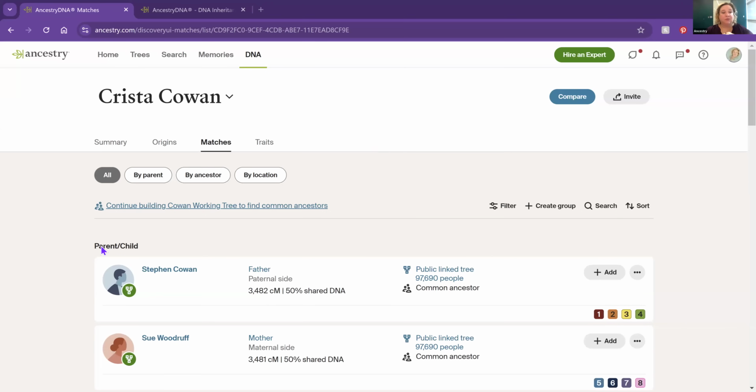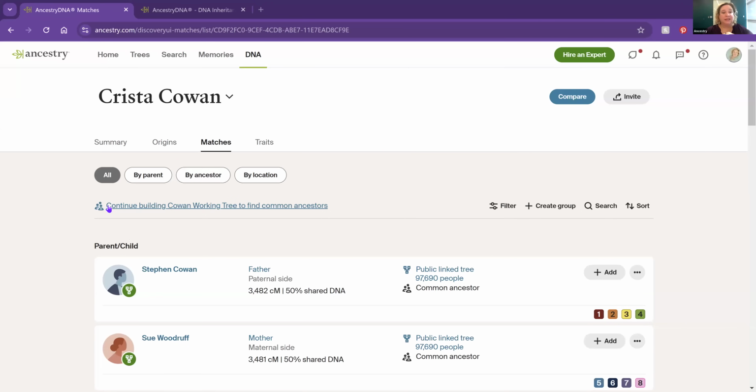So here's what I want you to do. On Ancestry, when you are viewing your DNA match list, the easiest way to see if you have a tree attached to your results already, okay, is to look right here at the top of your match list.